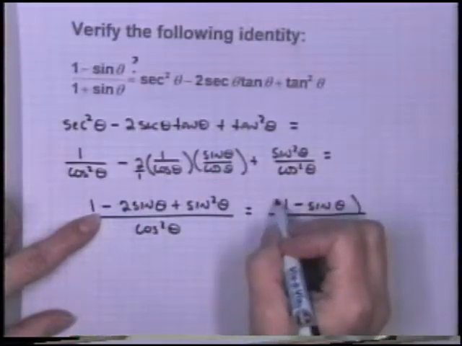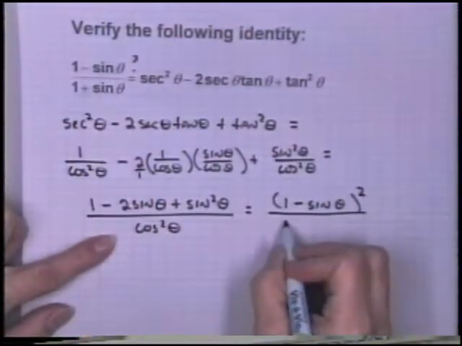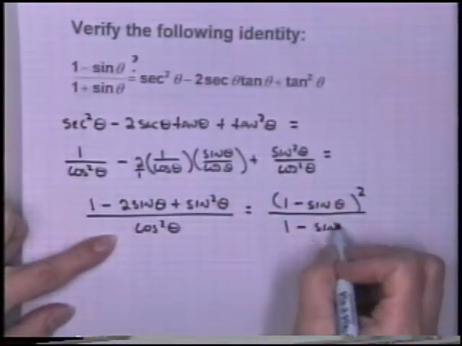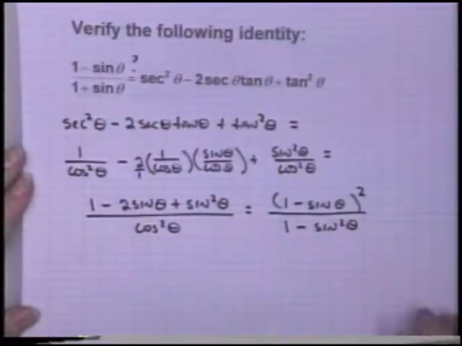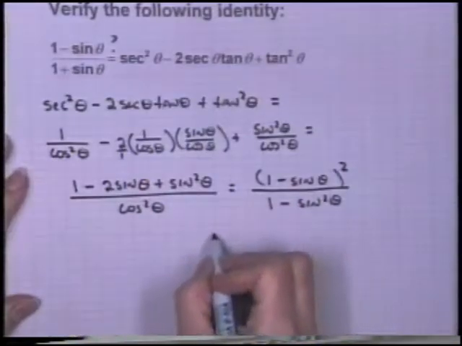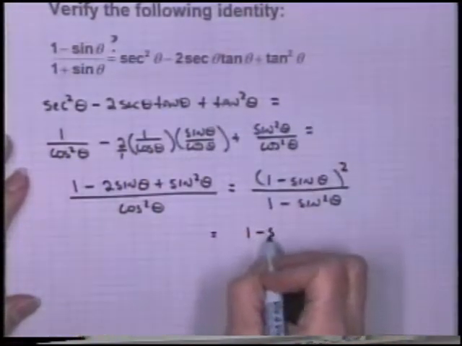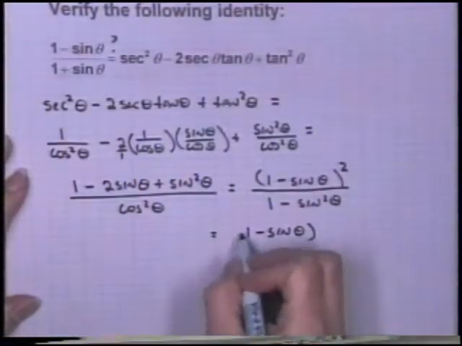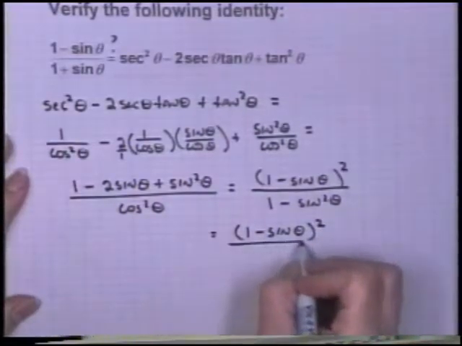This will factor as 1 minus sine theta quantity squared. Cosine squared is 1 minus sine squared. I think we've seen one similar to this before already, haven't we? Do you see what I'm going to do next? I'm going to factor that denominator. So bring down your numerator.